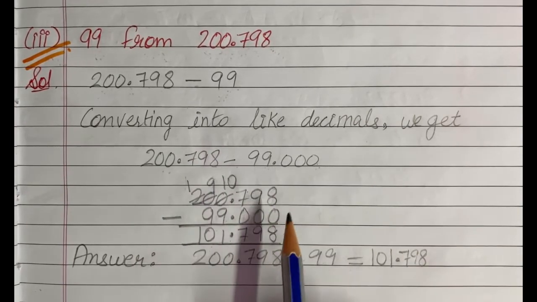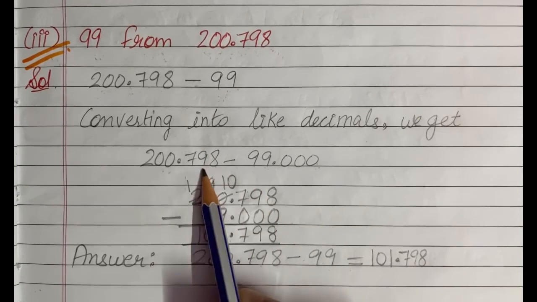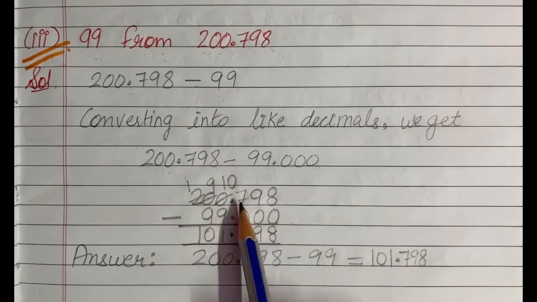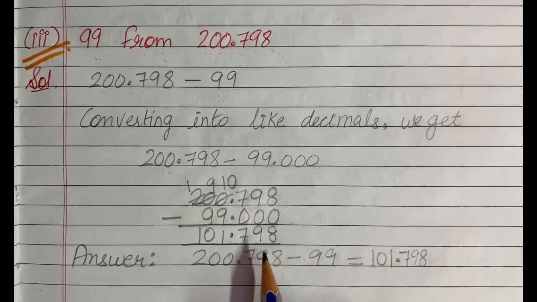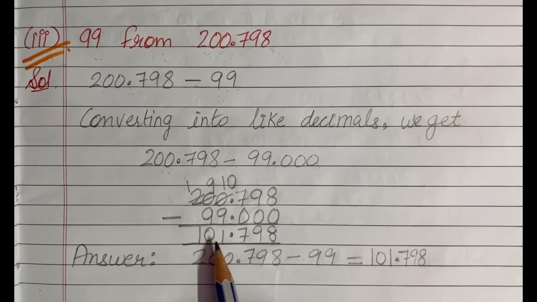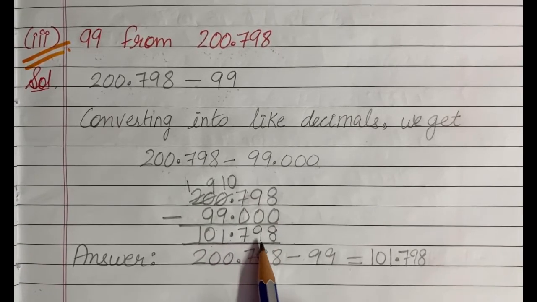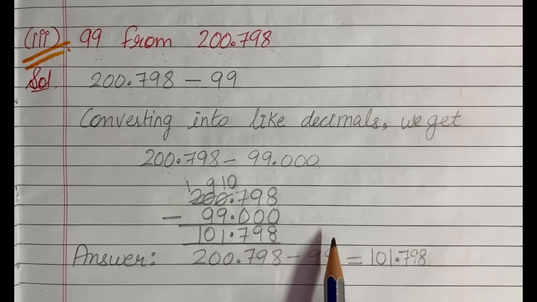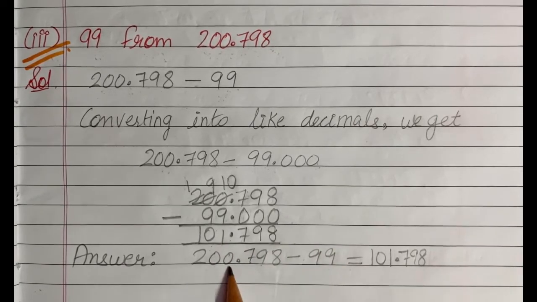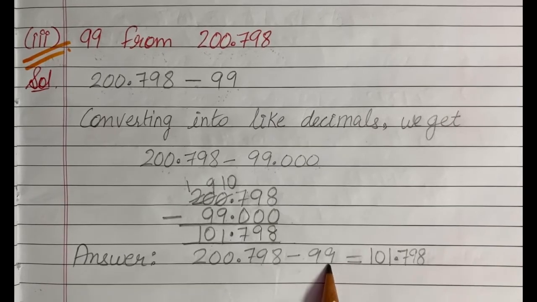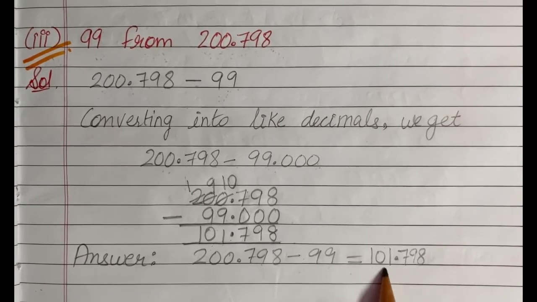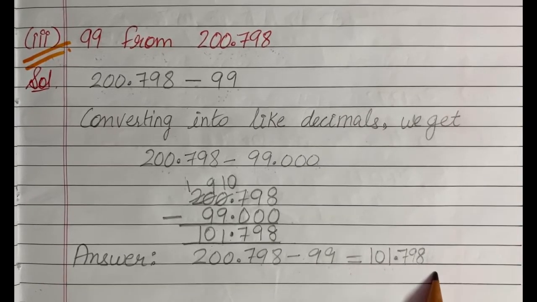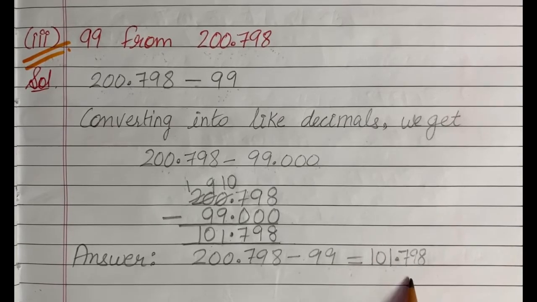99.000. Now after that we will write these numbers in the column form and we will subtract them, and on subtracting we will get 101.798 as the answer. Therefore 200.798 minus 99 is equal to 101.798. Hopefully it is clear to you.